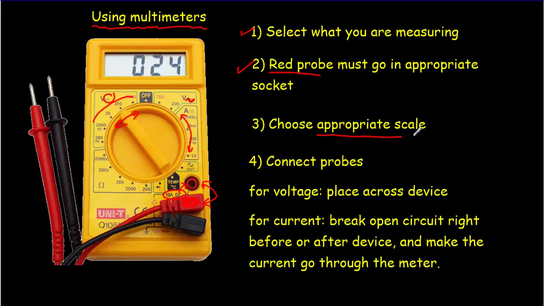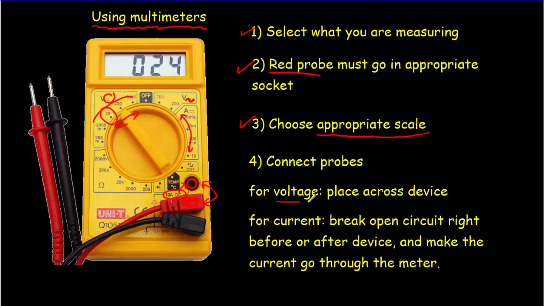Next thing, you've got to know approximately how big of a voltage or current you're going to measure. I was expecting the voltages to be around, say, 12 volts. Then I'd go here to my 20 volt scale, because this is really 2 volt. 12 volts would be above 2 and under 20, so 20 would be the scale that I'd want to use. And then your last step is to connect the probes.